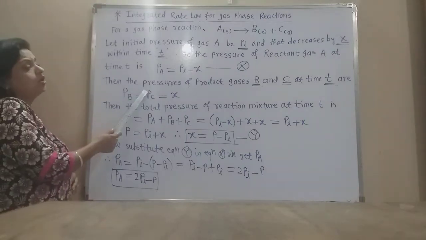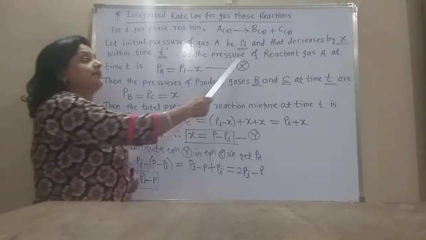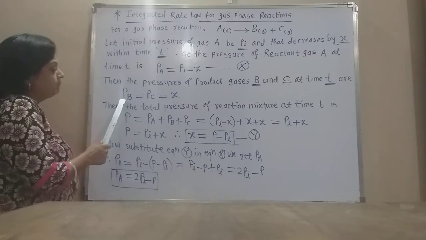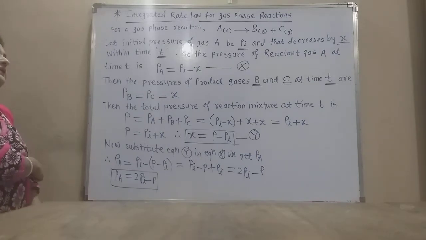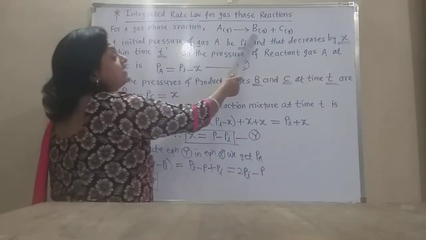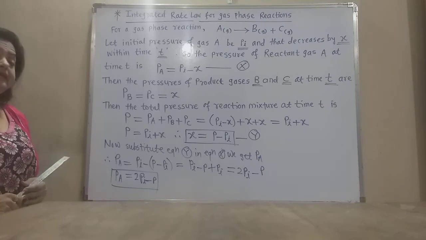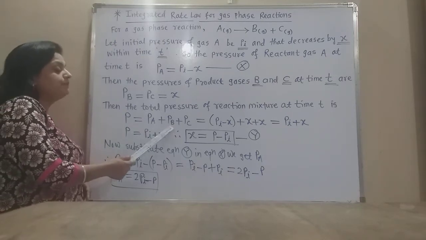Now, what are the pressures of the product gases B and C at time T? They are equal: Pb is equal to Pc, which is equal to X. Then the total pressure of the reaction mixture at time T, because at time T there are three different gases in the reaction mixture, A gas, B gas and C gas. Suppose the total pressure is P, and that is equal to Pa plus Pb plus Pc.